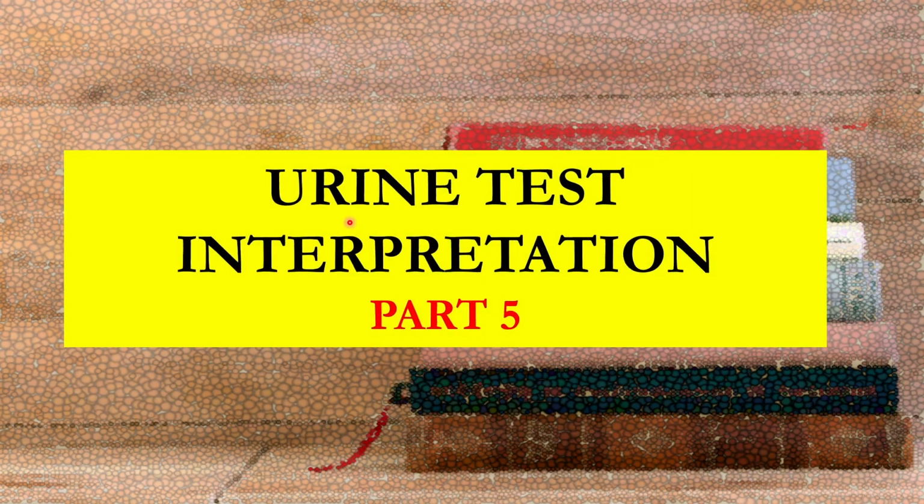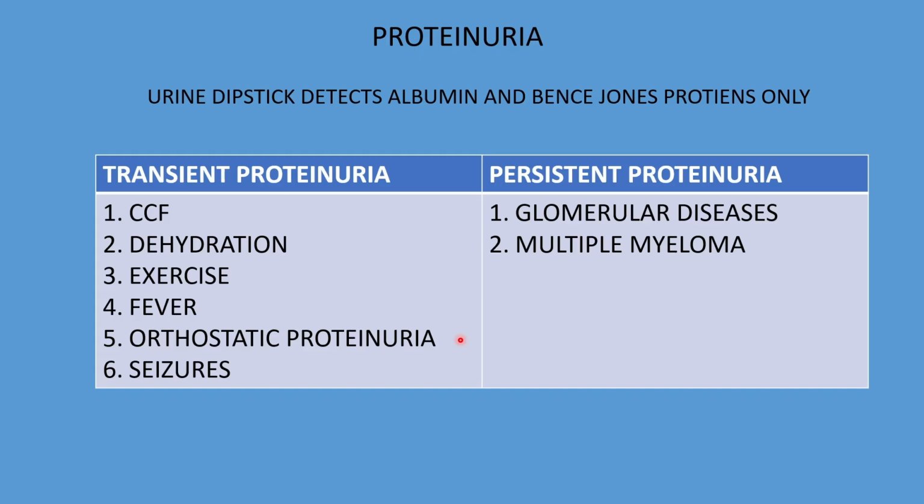Today we are continuing on urine test interpretation. This is part 5 of the video series in which we are interpreting urine RE. Now, today we will discuss proteinuria in urine RE. Urine dipstick usually detects albumin and Bence Jones protein only. Other proteins are not detected by the urine RE dipstick method.